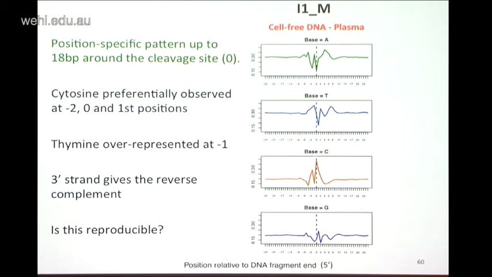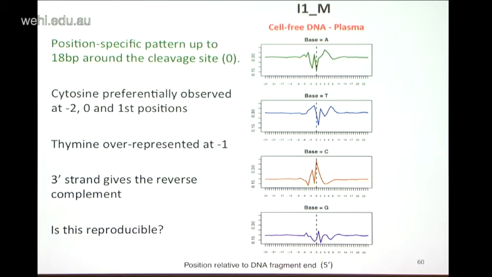And cytosine seems to be preferentially observed at the 0th position, the first position, and the -2 position, while thymine seems to be preferentially observed at the -1 position. This was looking at the 5' side of the fragments, and when we look at the 3' strand, it just gives us the exact reverse complement.